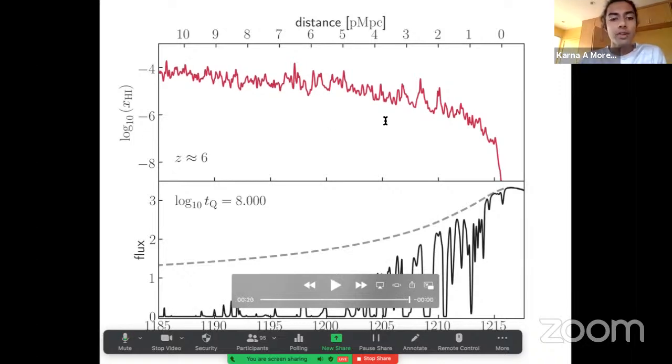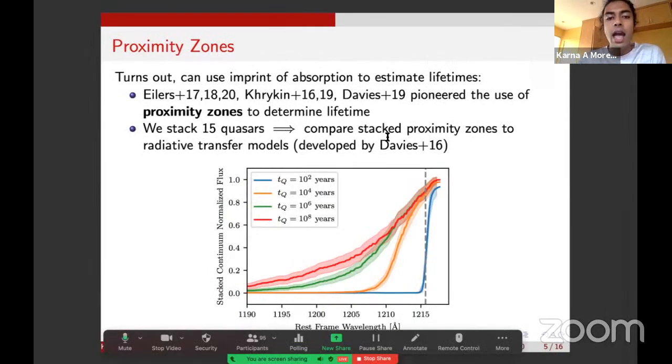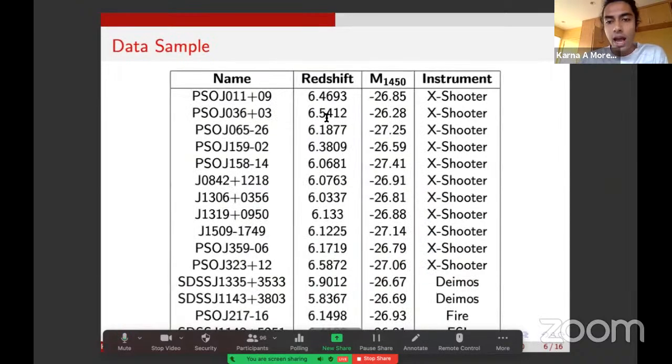And so in this work, we stack 15 quasars at redshift 6 and compare their stacked proximity zones to radiative transfer models, which are shown in this plot here. And so we can compare the stacked proximity zones directly to these models and measure the lifetime of the quasar. And so we have 15 quasars in our sample between redshift 5.5 and 6.5. And we only select quasars with an AB magnitude at 1450 angstroms between -26.5 and -27.5.